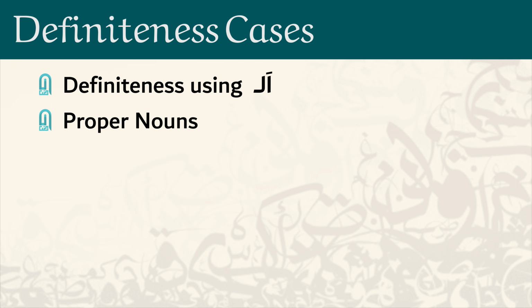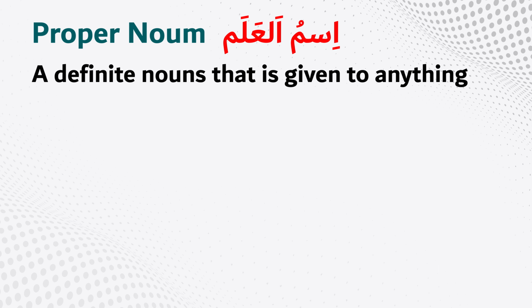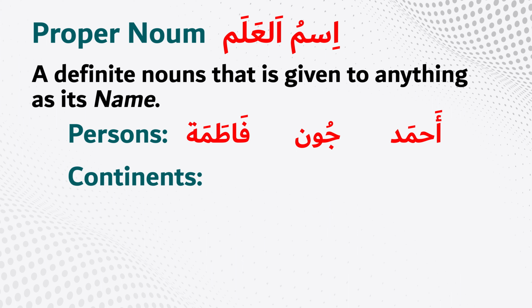The second case is proper nouns, and we need to focus here as there will be some explanation. Proper noun in Arabic is called ismu al-alam. Alam means flag, and it means label here. Let's see the definition of this concept. Proper noun or ismu al-alam is a definite noun that is given to anything as its name, like names of persons, Ahmed, John, Fatima. Names of places like continents, Europa, Europe, Asia, Asia.